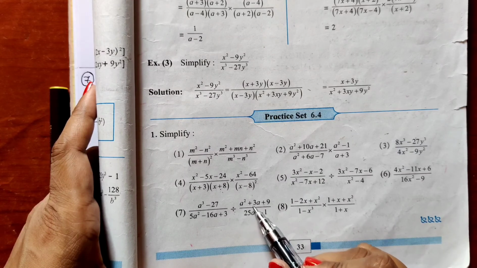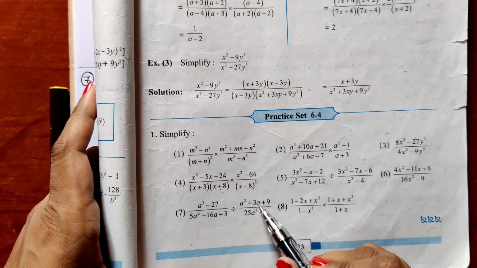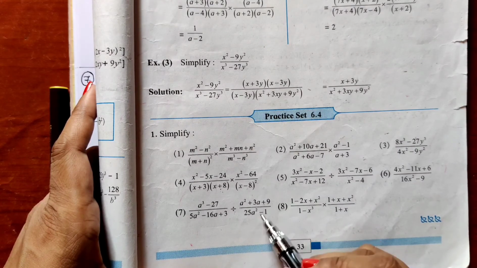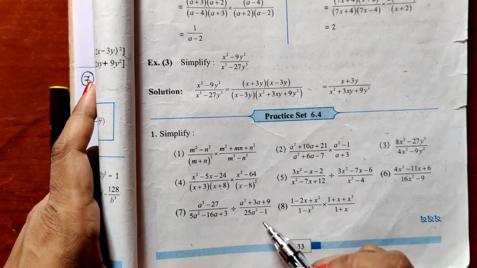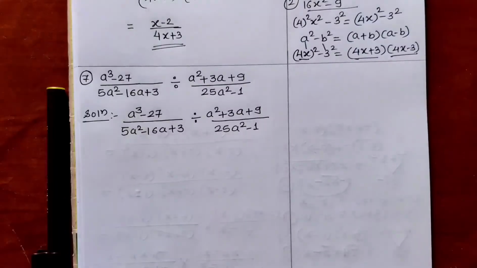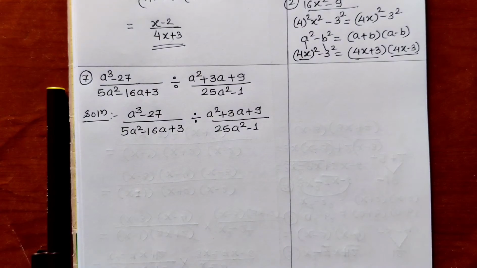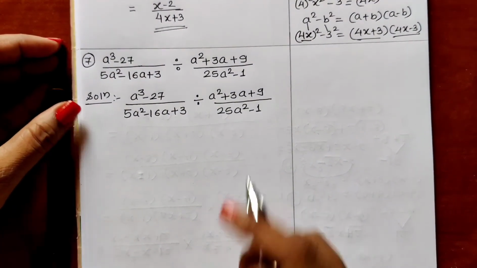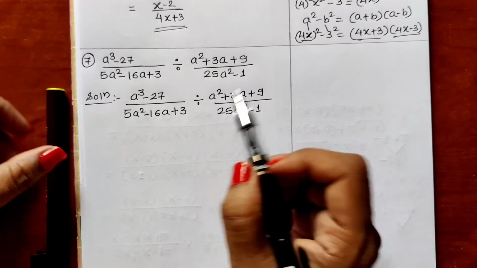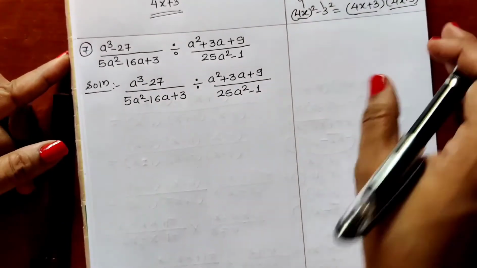Here again a quadratic trinomial is there. We will solve it by splitting the middle term, and then here we will have to apply the formula. So let us see. I have written the sum as it is. Now first we will convert this division into multiplication. So first let us convert it.